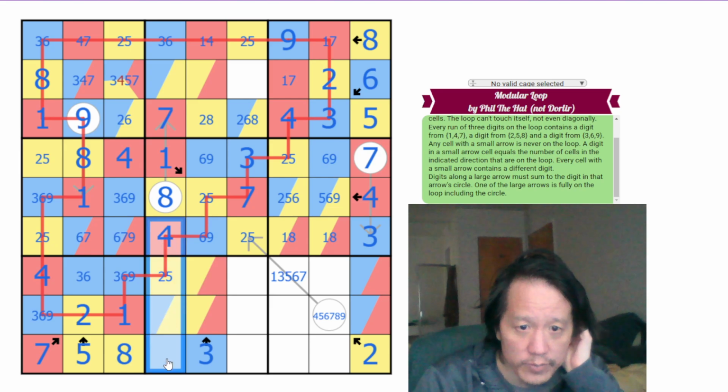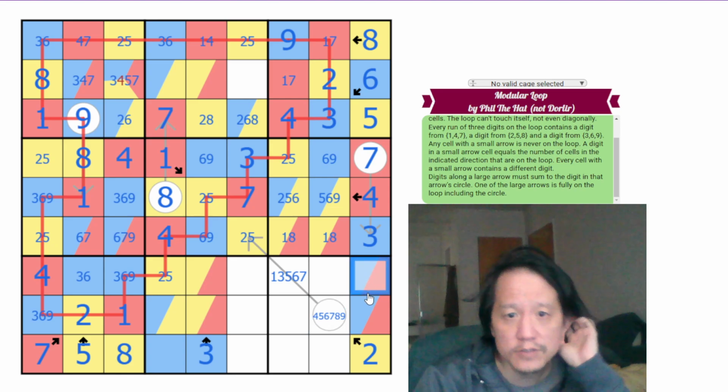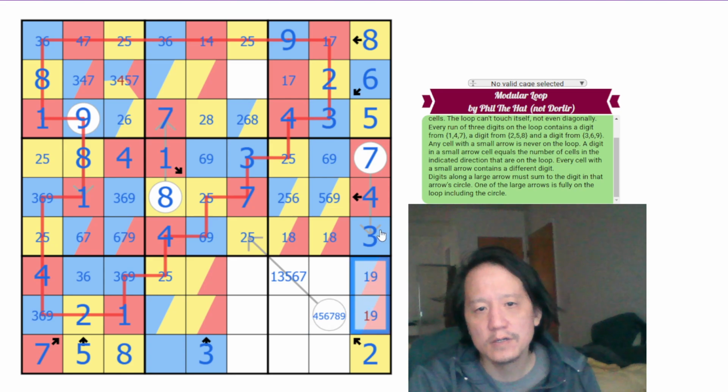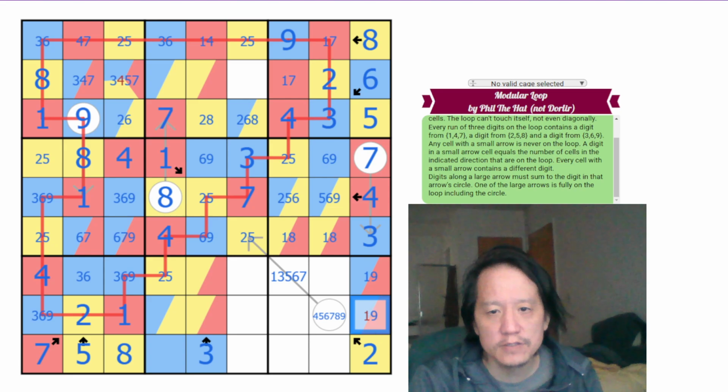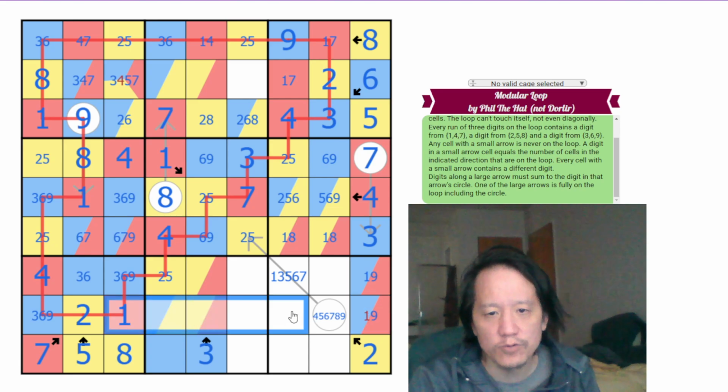So 4 cannot be here. Can this ever be 4? I don't think so, right? Okay, so this is also 1, 9. So there, okay, this has to be 9 because that 1 eliminates it. So this is 9, this is 1. There's no 9, no 1 here.